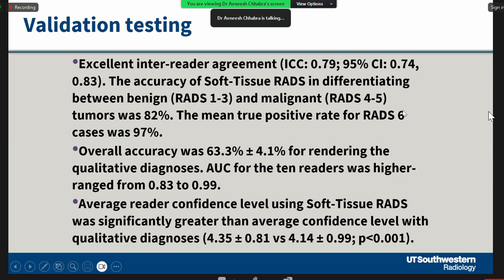So category 6, we did it separately because this is post-treatment response. So the true positive rate compared to the reference standard was very high, 97%. So overall accuracy for qualitative diagnosis, when I asked them, what is it, synovial sarcoma or what, they were at 63%, which is expected.